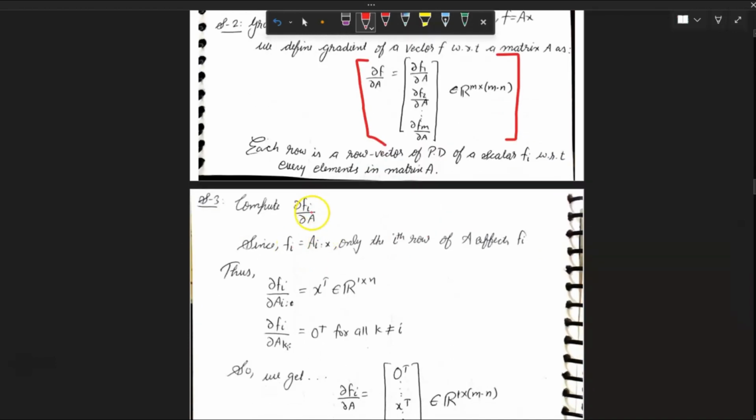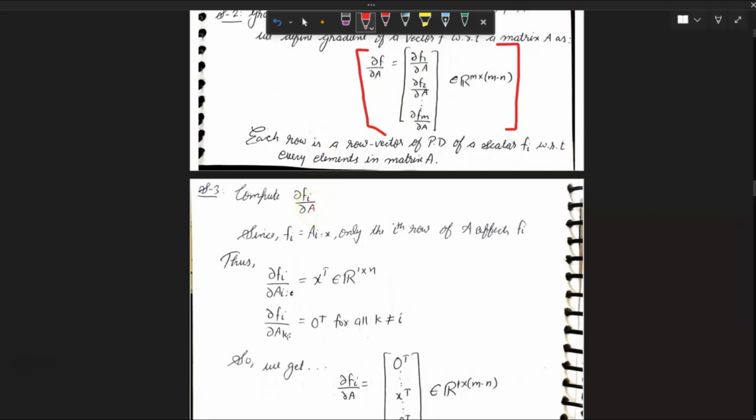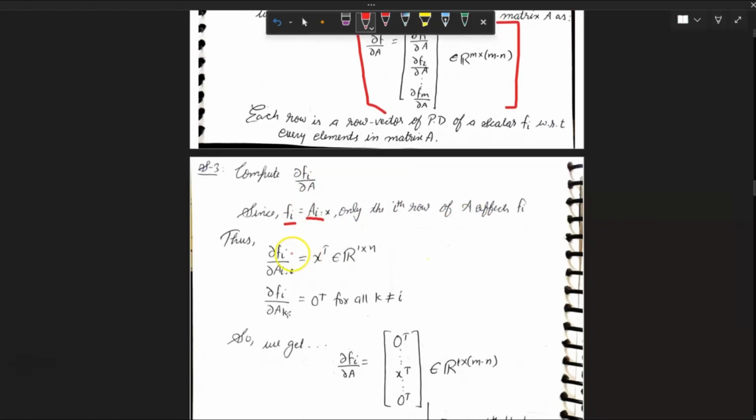Okay, compute ∂f_i/∂A. It's a generalization of ∂f1/∂A, so we generalize here by taking the value i. So f_i is equal to a_i x. Only the ith row of A affects f_i, because only i is here. Here also i, so no j is here, so only i will affect i. So the ith row of A affects f_i. Thus ∂f_i/∂a_i is equal to x transpose, which belongs to R^(1 × n).